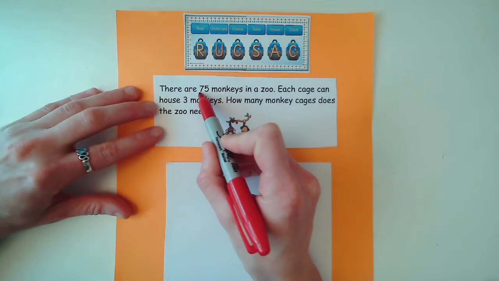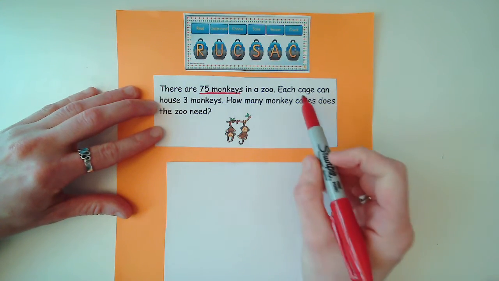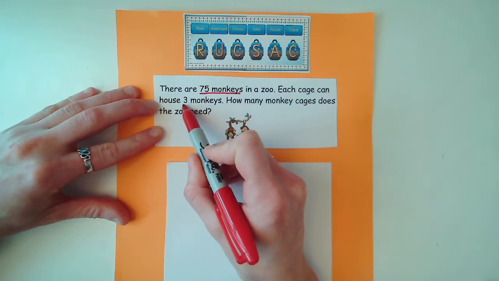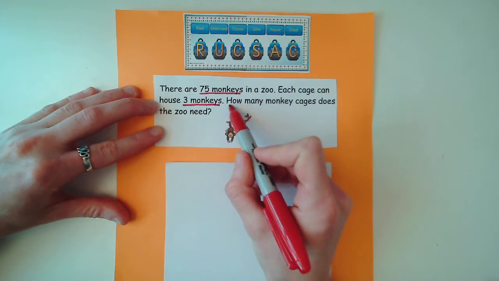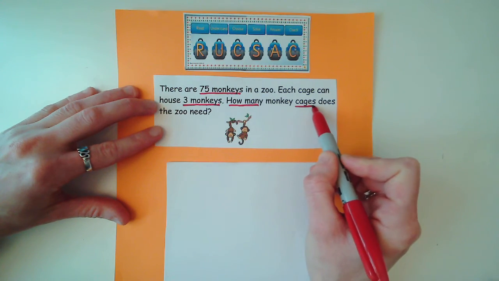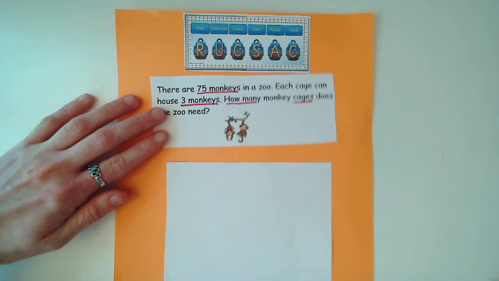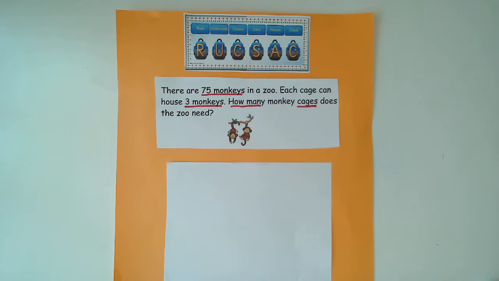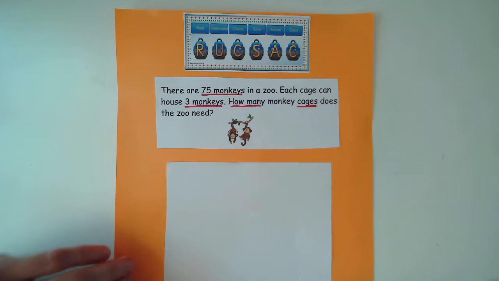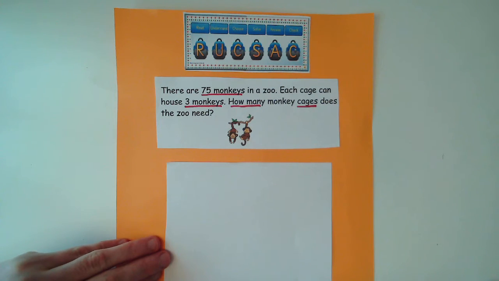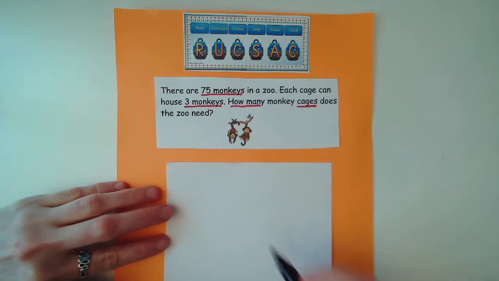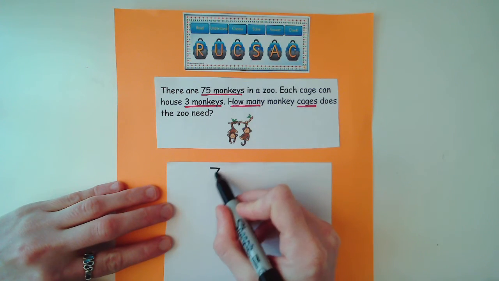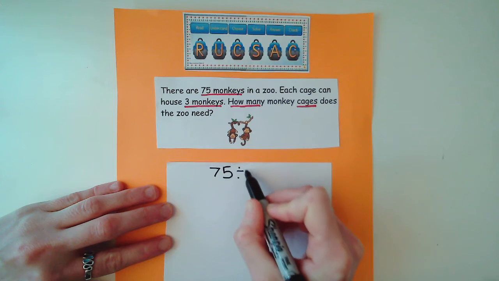Yep, there are 75 monkeys. Each cage can house 3 monkeys, so we can have 3 monkeys per cage. How many cages do we need? So if each cage can house 3 monkeys, we need to know how many 3s are in 75. So our number sentence, our question that we're trying to work out, would be 75 divided by 3.